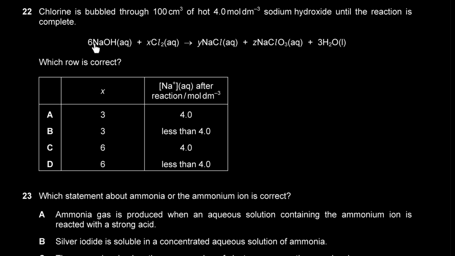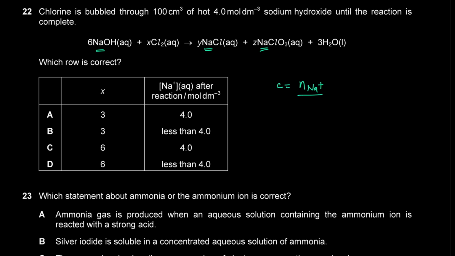The total amount of sodium ions remains unchanged. Whatever sodium we had at the start of the reaction, we have the same amount of sodium at the end of the reaction. So the number of moles of sodium ions remains unchanged. We want to know if the concentration is changed or not.